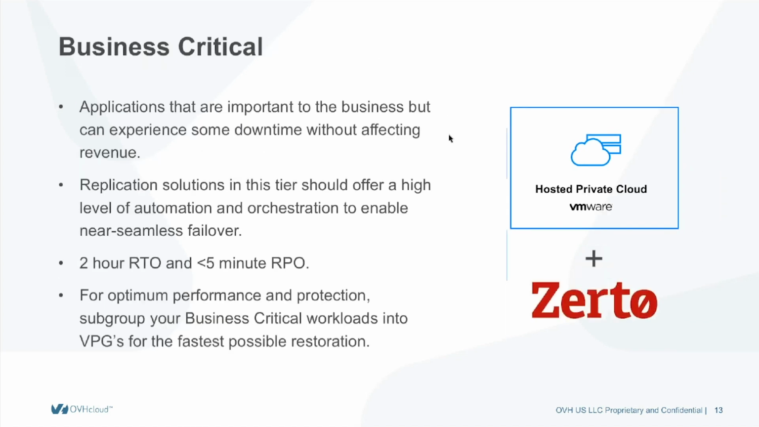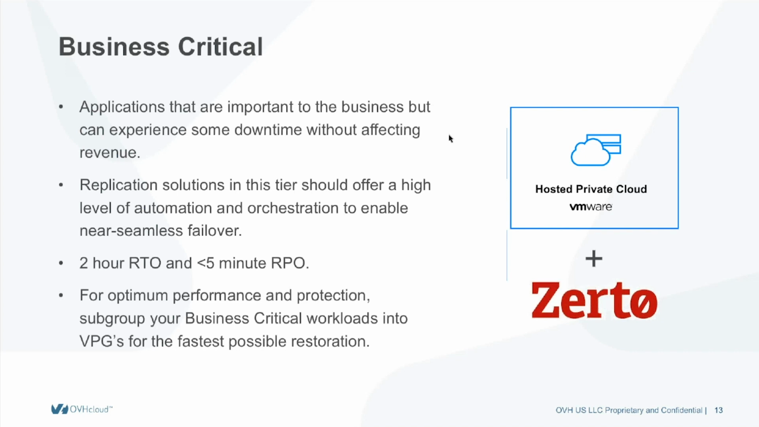Now let's talk about the Zerto zone, or the business critical layer. This is the lion's share of the workloads that we protect for our customers. These applications are important to the business, and they can experience some downtime without affecting revenue, but it needs to be as little as possible. So replication solutions in this tier inherently should have a high level of automation and orchestration. They should be very simple to deploy and configure, and most importantly, when it's time to recover, I should be able to do as little as possible, hopefully a one-button push, and begin my automated failover.